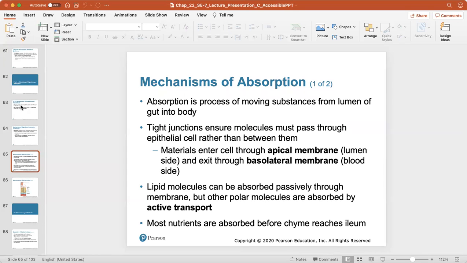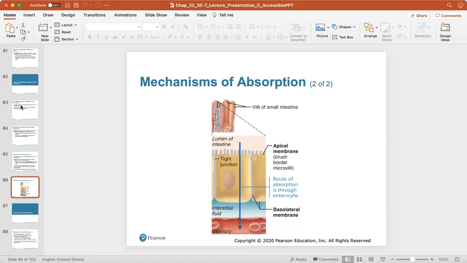Then absorption is the process of moving these small substances from the lumen of the GI tract, or the gut, into the body. You have tight junctions, which ensure that the molecules must pass through epithelial cells rather than between them. Materials can enter the cell through the apical membrane, the lumen side, and exit through the basolateral membrane, the blood side. Lipid molecules can be absorbed passively through the membrane, but other polar molecules have to be absorbed by active transport, and most nutrients are absorbed before the chyme reaches the ileum of the small intestine.